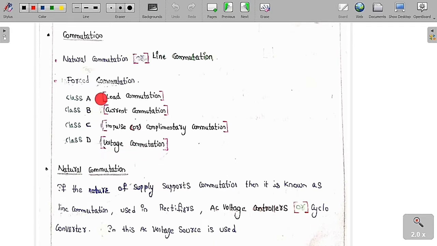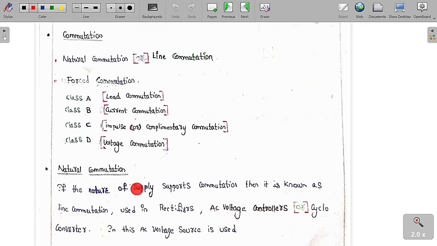So forced commutation is classified into four types: class A commutation, class B commutation, class C commutation and class D commutation. Class A commutation is also called load commutation, class B commutation is also called current commutation, class C commutation is also called impulse or complementary commutation, and class D commutation is also called voltage commutation. By any of these four ways, by giving an external circuit, we switch off the SCR.